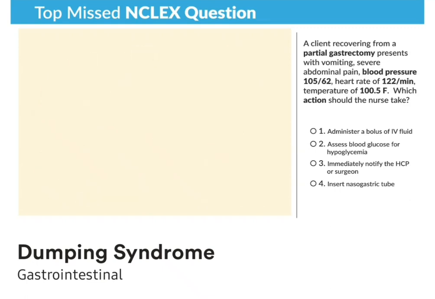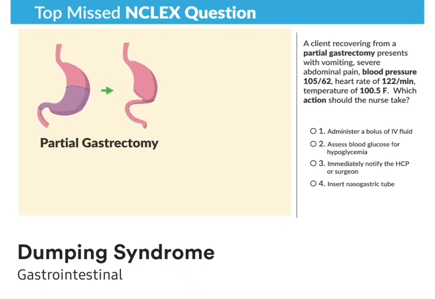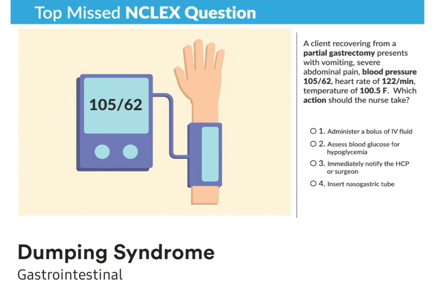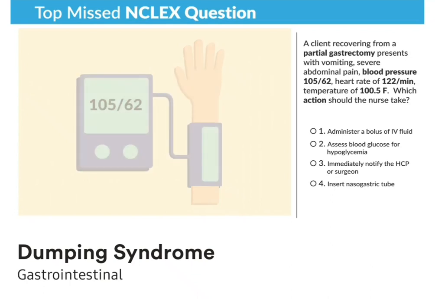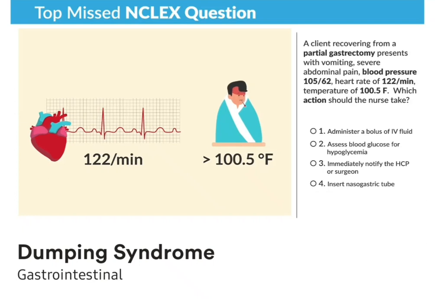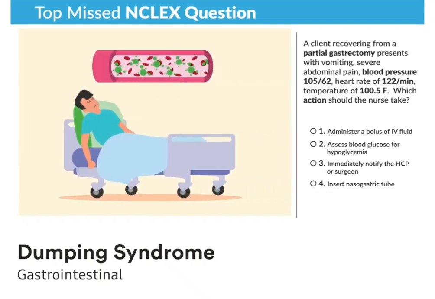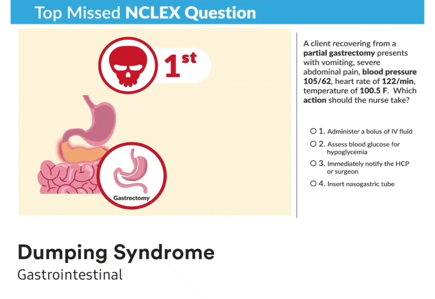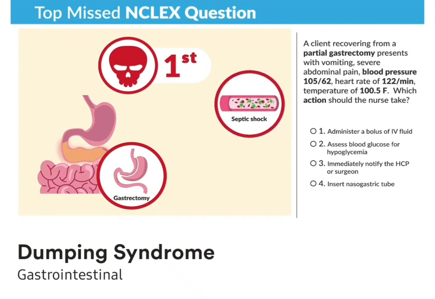So again, look for the key terms. Partial gastrectomy, so we have to think dumping syndrome. Then look for the dumping blood pressure, 105/62. That's not really extremely low, but it can progress even worse. And then look for the other signs here. High heart rate, low-grade fever. This all looks like septic shock here. So just think, what kills this patient the fastest? For a gastrectomy, you have to think dumping syndrome and even septic shock from a ruptured surgical site.